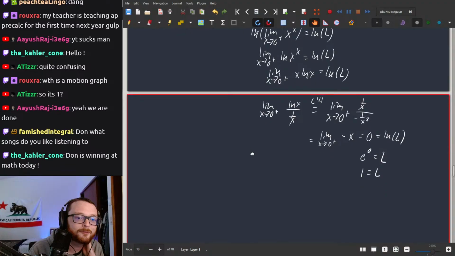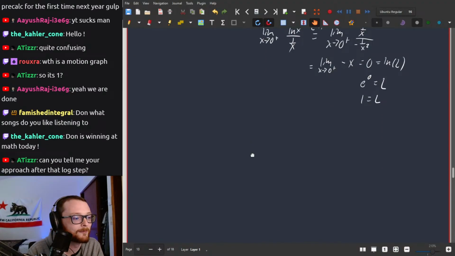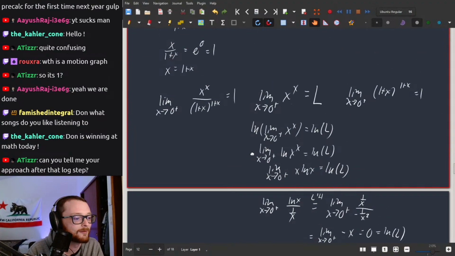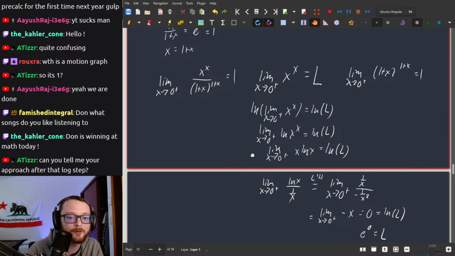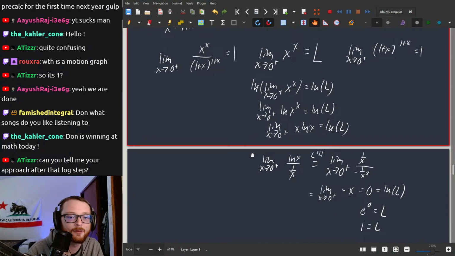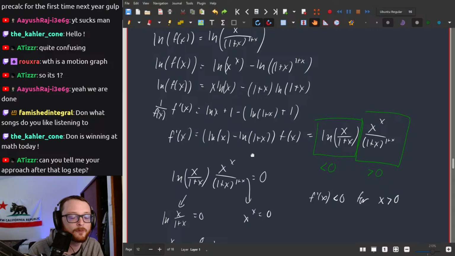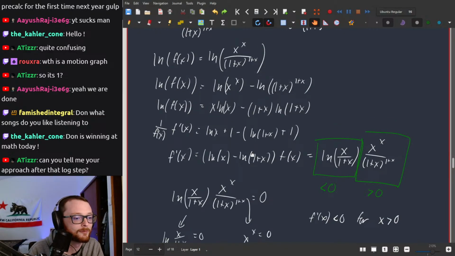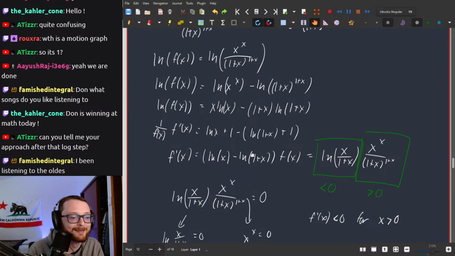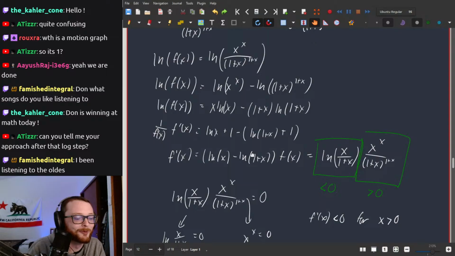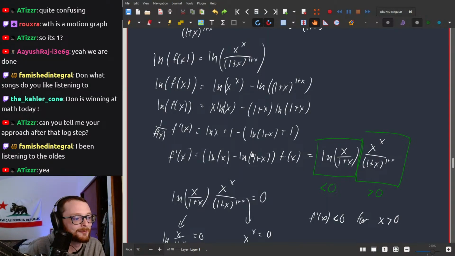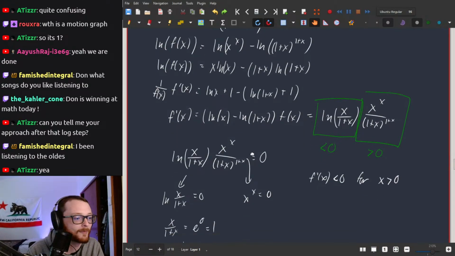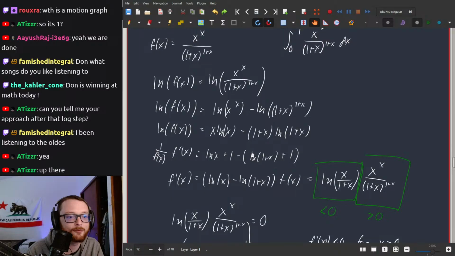Zach did point something out interesting with the integral. My approach after the log step? Like here? Or earlier when doing the derivative? I don't feel like I'm winning. I don't know. Okay, yes. Oh, up here, yes.